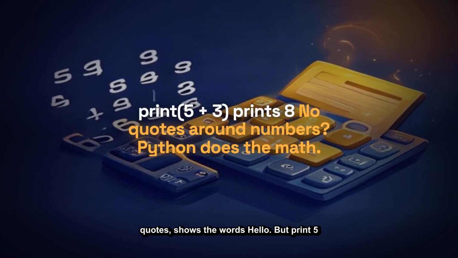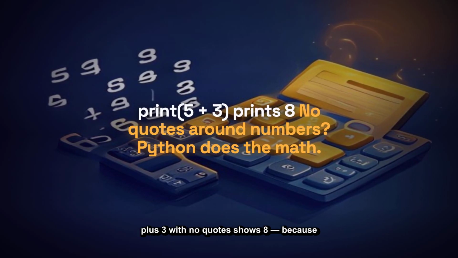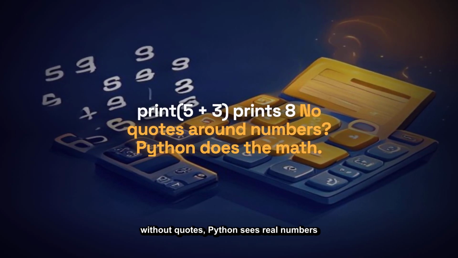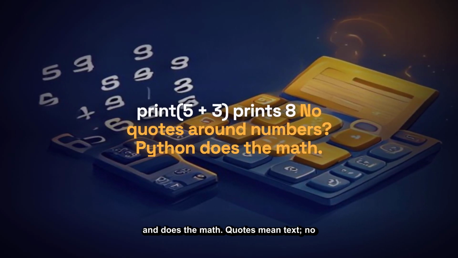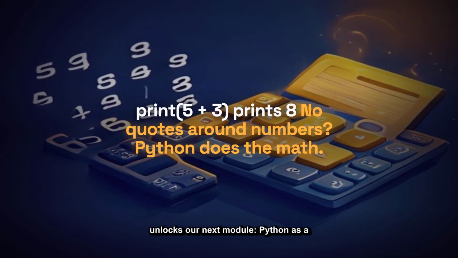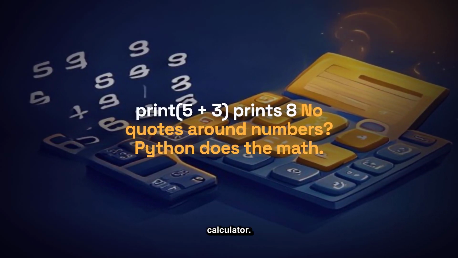One mind-bending detail. Print hello in quotes shows the words hello. But print 5 plus 3 with no quotes shows 8, because without quotes, Python sees real numbers and does the math. Quotes mean text, no quotes mean compute. That single rule unlocks our next module, Python as a calculator.